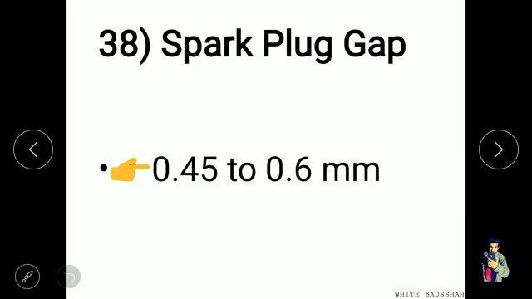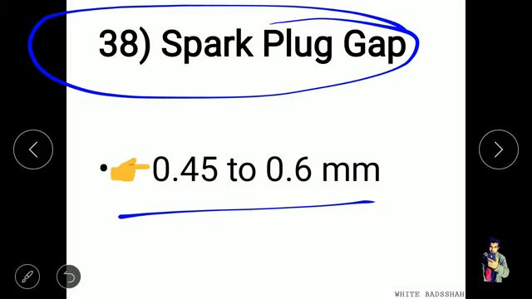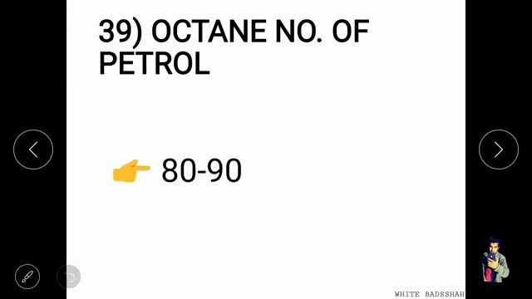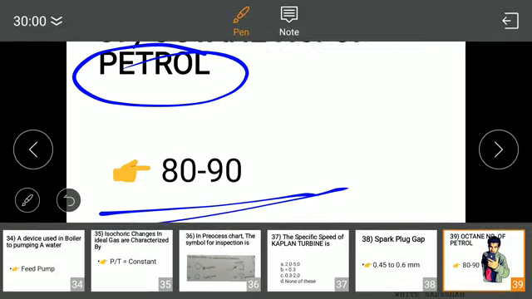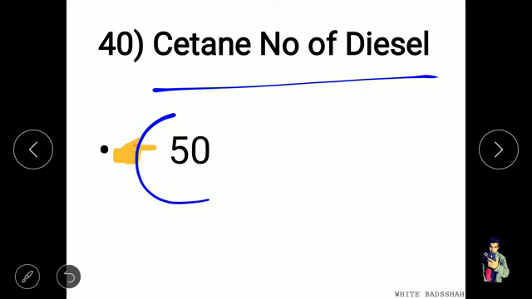A spark plug gap is mainly 0.45 to 0.6 mm. The octane number of petrol is 80 to 90, whereas the cetane number of diesel is 50.